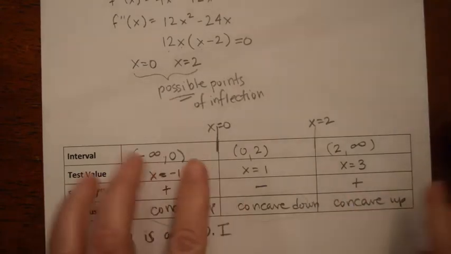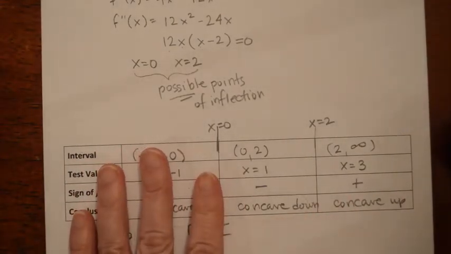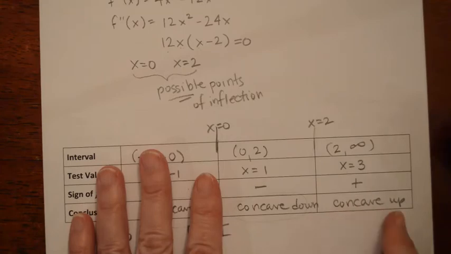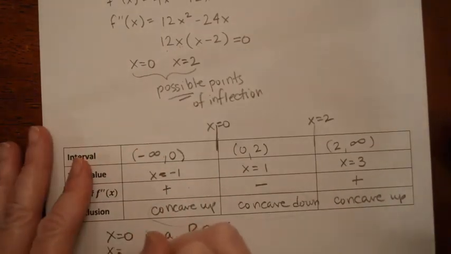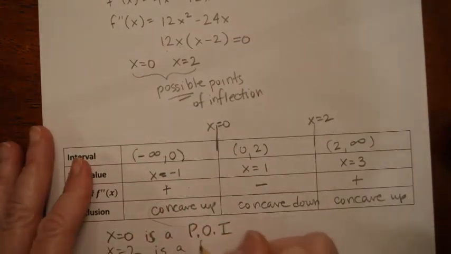And then same thing here. If I look to the interval to the left of x equals 2, it's concave down. To the right, it's concave up. So x equals 2 is also a point of inflection.